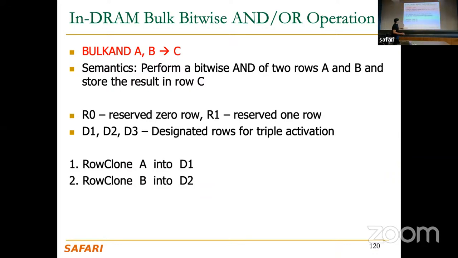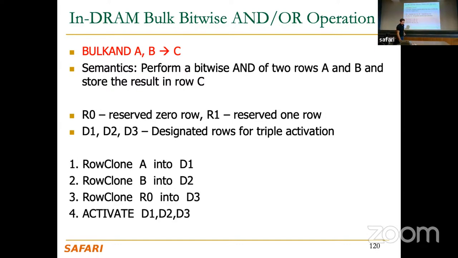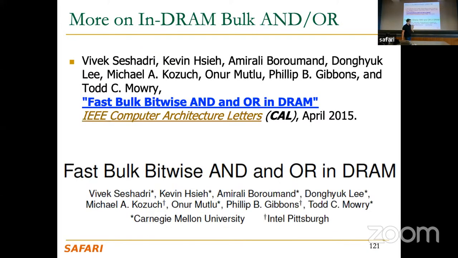That's why we will need to row clone data from the source rows where they reside to these compute rows where we are really going to perform the Ambit operation. But in the end, the Ambit operation is just an activation that will indeed activate three rows at the same time. And this way we can either perform AND or we can perform OR in bulk. These ideas were presented in 2015.